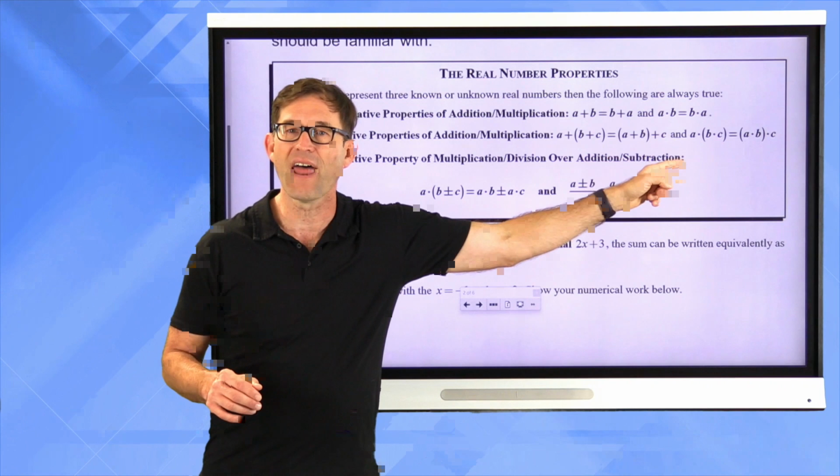But I can actually rewrite this now by simply flipping the order here. So instead of 7 plus 2x, I can write it as 2x plus 7. Now that's the commutative property of addition, right? Commutative property of addition. Okay.